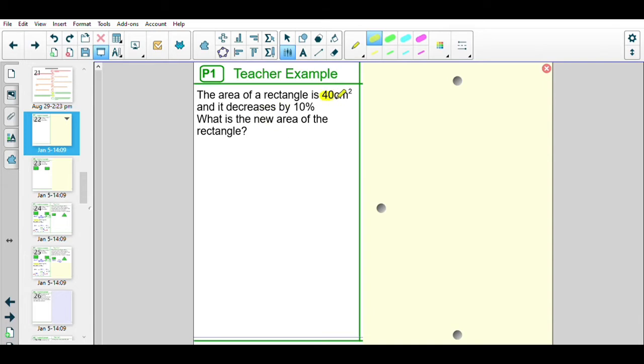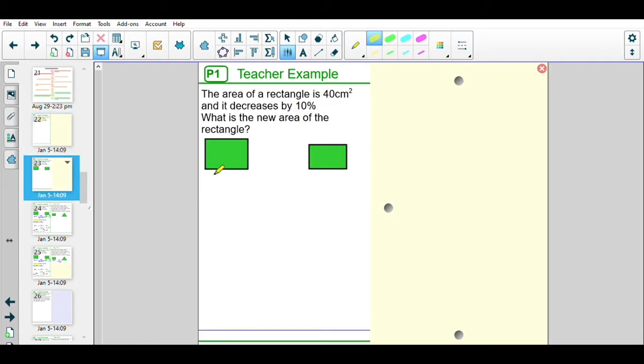The area of the rectangle is 40 centimeters squared and it decreased by 10%. We want to know what is the new area of the rectangle. I would definitely suggest draw a rectangle for yourself and make sure that you draw the second one smaller because we know that it is going to be decreased by 10%.